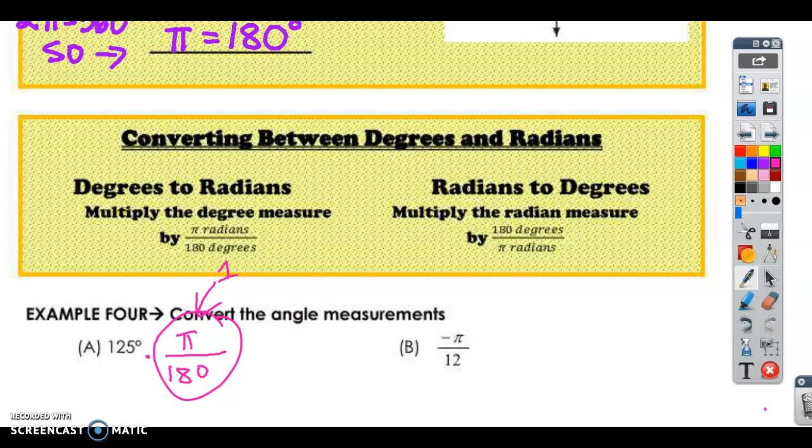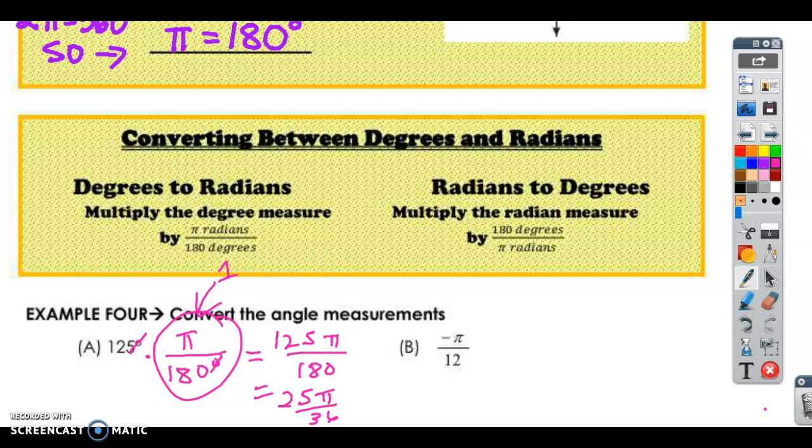Now, pi over 180, the degree in the numerator, which is the unit, and the degree in the denominator, those units are going to cancel. And when you simplify, you get 125 pi over 180, and that's in radians. Then you would simplify as best you can. You'd get 25 pi over 36.